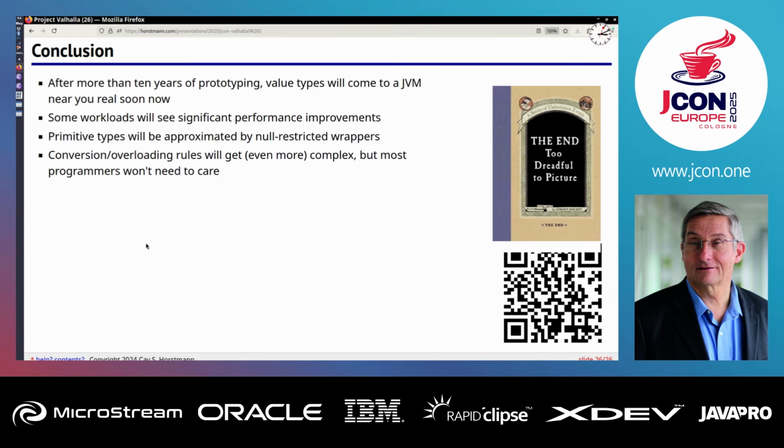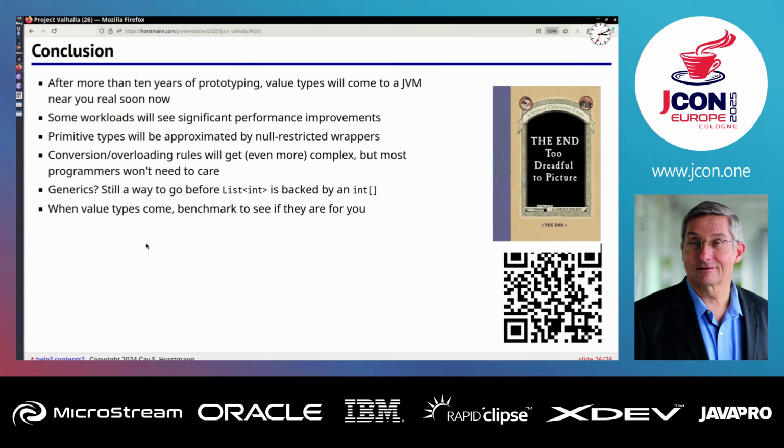Yeah, there's rules for conversion and overloading and all of that, and they'll get even more complex, but none of us understands those rules anyway, so it'll be fine. Generics, that's going to be the ultimate, the real dream of Valhalla, of course, if you make a list of lowercase int, which is now a list of integer bang, that it'll be backed, like an array list will be backed by an array of int, right? No wrappers, no nothing. And it will come eventually, but it's a hard problem. So when those come, benchmark to see if they're there for you. And so I've taught you how to do some of that benchmarking.